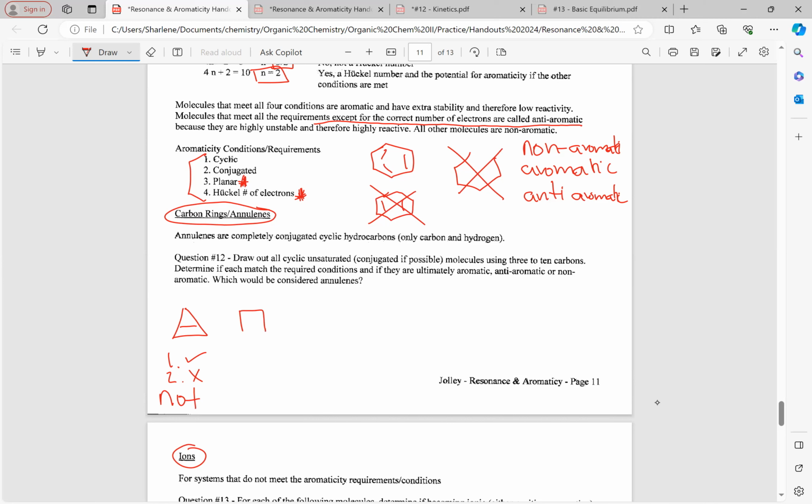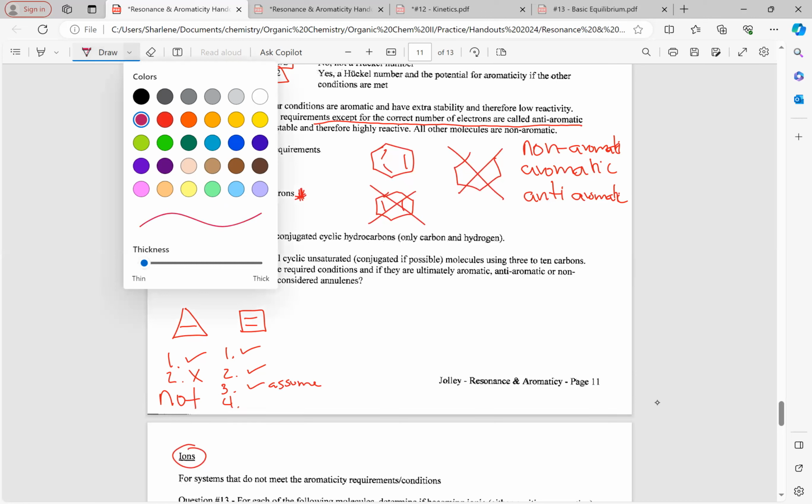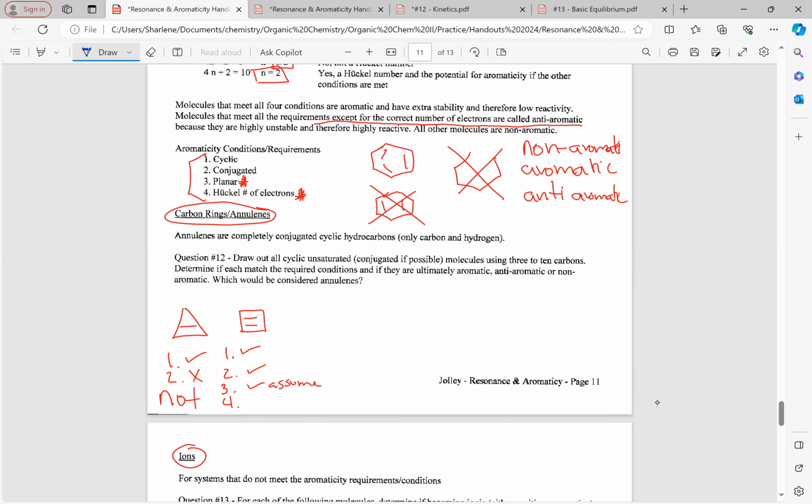All right, let's do cyclobutene. Actually, cyclobutadiene, because there's two double bonds. Is it cyclic? Yes. Is it conjugated? Yes. Is it planar? Now that one's tougher, but let's assume yes. Let's check those electrons. How many electrons am I considering? Remember, only the electrons in the pi system. When I say the pi electrons, I'm only talking about those that are delocalized. So there's 4.